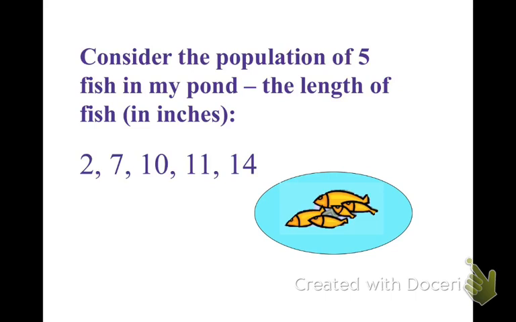Let's consider the population of 5 fish in the pond. So this is going to be a pond with a population of 5 fish. The total amount of fish in the pond is going to be 5. And these are my fish. Their lengths in inches are 2, 7, 10, 11, and 14. We need to calculate the mean and standard deviation of this population of fish. So we're looking for the mean of all the fish and the standard deviation of all the fish.